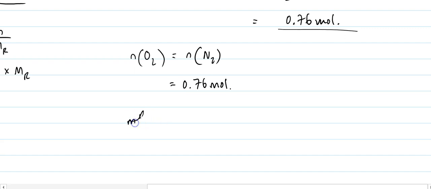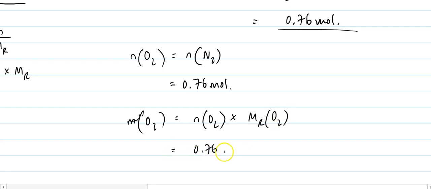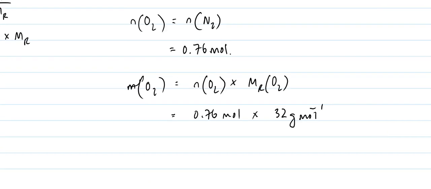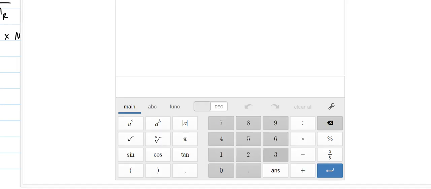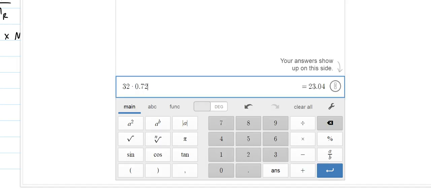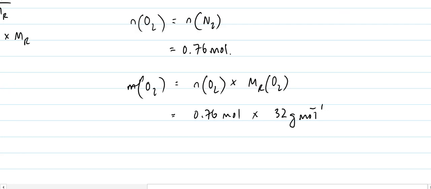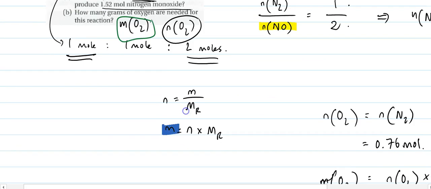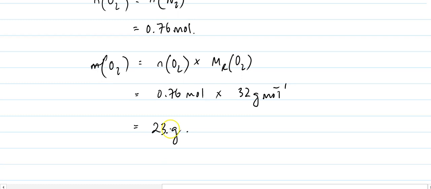And then now we can work out the mass of oxygen by using that equation. So number of moles of oxygen multiplied by molar mass of oxygen. So we have 0.76 mole times 32 grams per mole. So 1 atom of oxygen is 16 grams per mole, we have 2. So that's what we've got, 23.04 grams. Or just 23 grams. Okay, so we need 23 grams if we're going to do the correct sig figs.